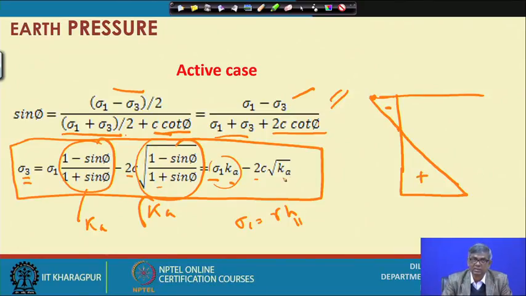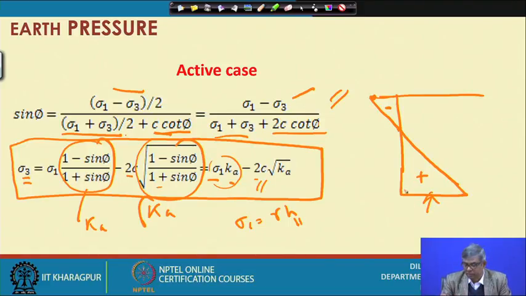The Ka expression is the same; only because of the c we can see that the pressure diagram is changing. When depth equals 0, there is a negative pressure at the surface, and that negative pressure means it creates tension in the soil, which is minus 2c root Ka. With the increase of h, the negative value decreases, sometimes becomes 0, and then finally becomes positive. This is the value at the bottom of the wall.